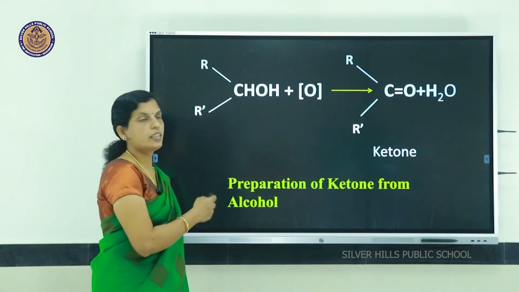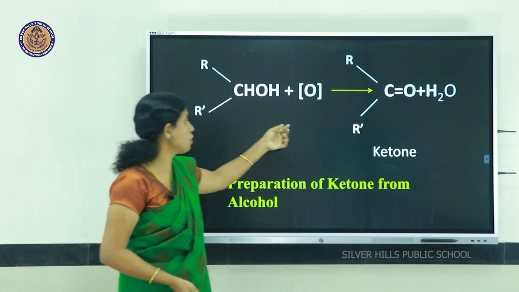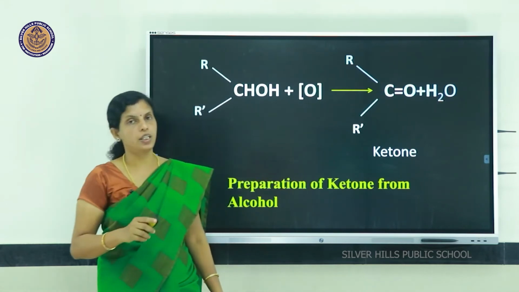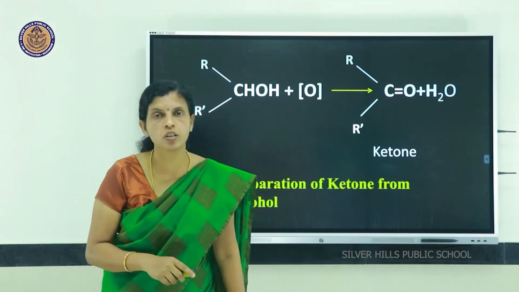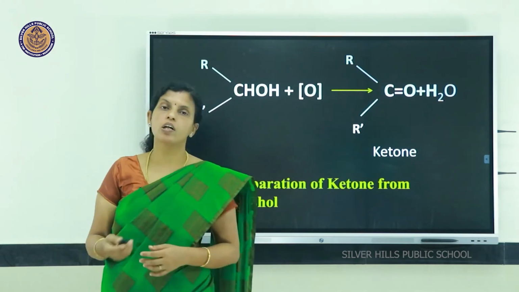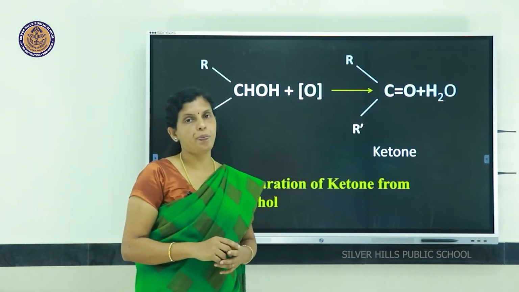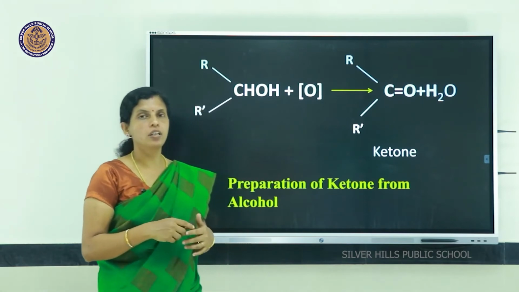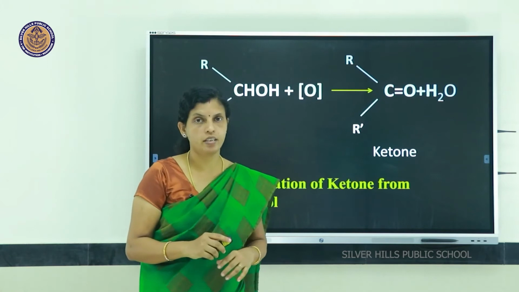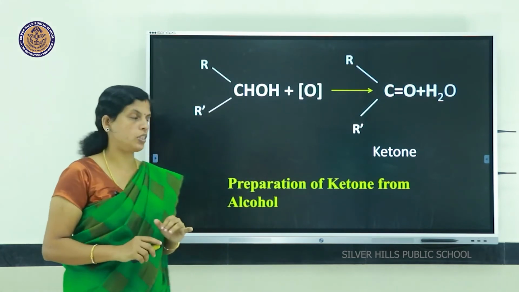But let us consider a secondary alcohol. Secondary alcohol means R2CHOH, on oxidation it gets converted to a ketone. So a secondary alcohol on oxidation, whether we use a strong oxidizing agent or a mild oxidizing agent, the product is a ketone. So a secondary alcohol cannot be used for the preparation of aldehydes. A secondary alcohol always gives a ketone during oxidation.